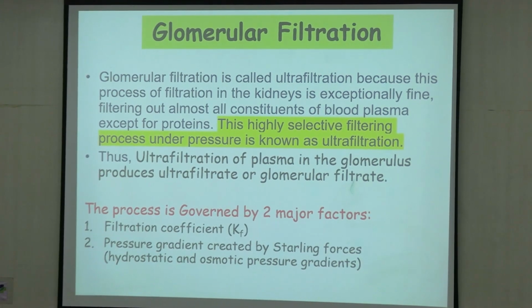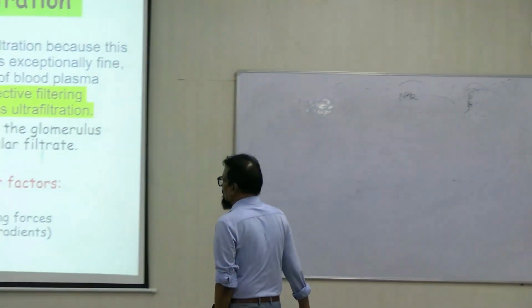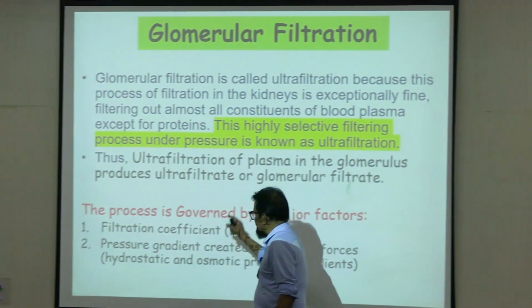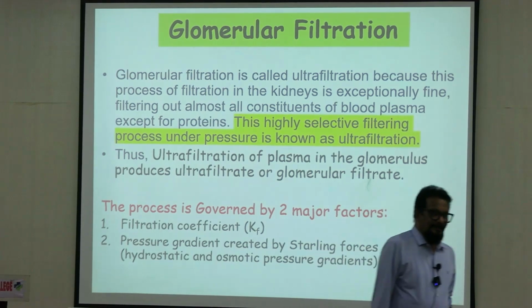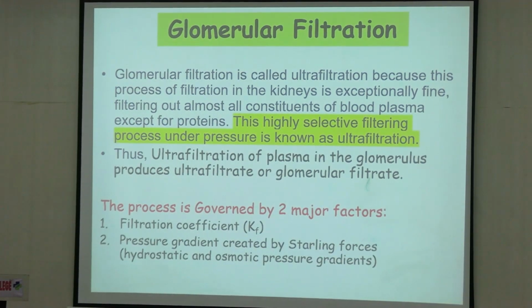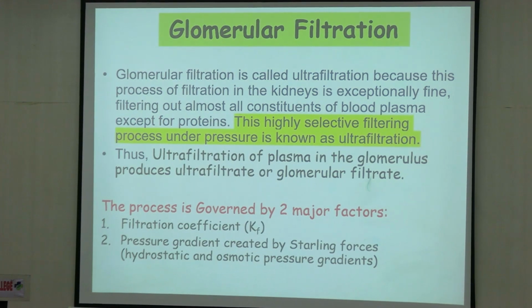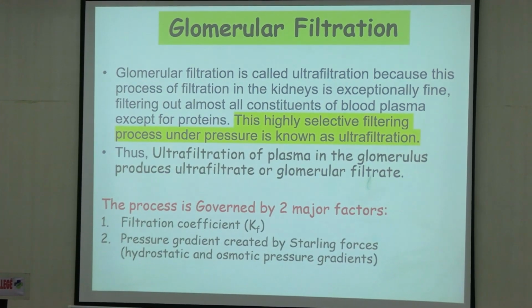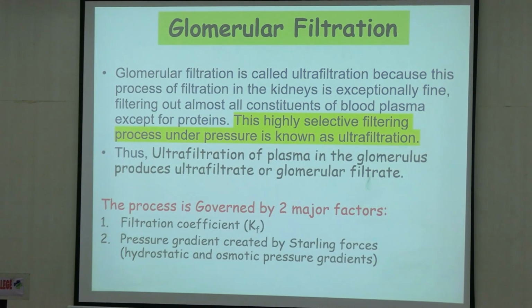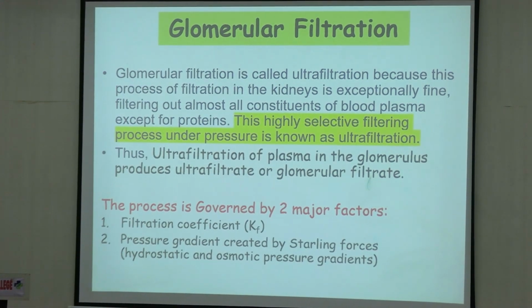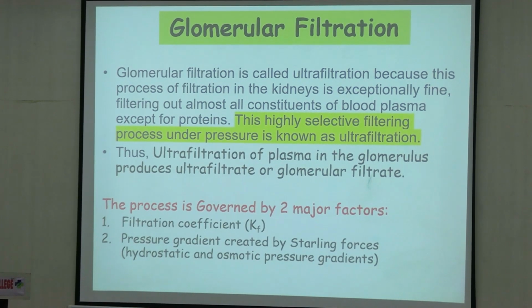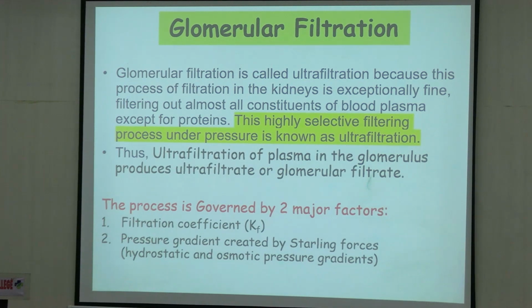This filtration through the filtering membrane has two important factors. One is the filtration coefficient. I will explain it later. How much glomerular filtrate will be formed, what will be the rate? It will be determined by the KF, the filtration coefficient of the kidney, and the pressure gradient created by the Starling forces. Okay, I will explain it.